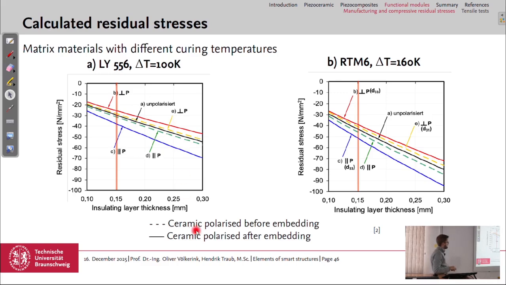So with the polarization after the embedding, we get higher residual stresses, which is good for our brittle ceramic material. And if we look at the other thermoset material, RTM6, the residual stresses at the same layer thickness are higher because our delta T is larger. But same overall trends.